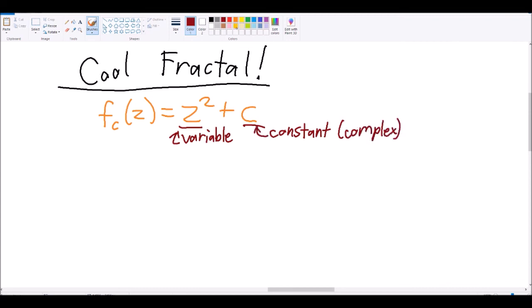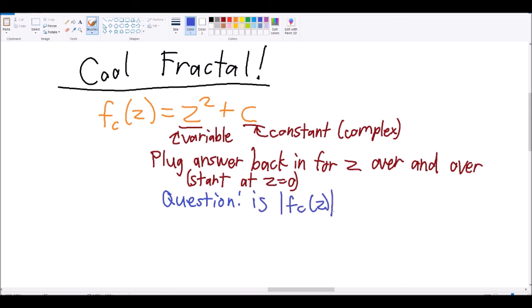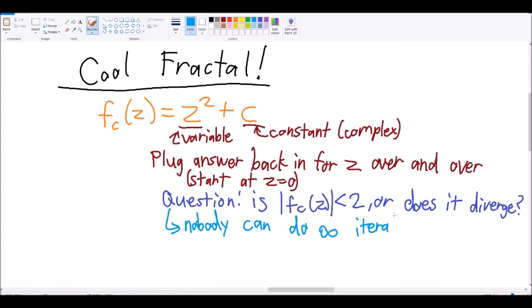This is an iterating function, meaning that when you get an answer, you plug that answer back into the function for z, and then continue that process. We start at z equals 0 because that makes things easier. The big question is, does this function value maintain an absolute value less than 2, or does it diverge to infinity? Now this is where a computer comes in, because nobody can test out infinite iterations, and it's not always clear. So here's what you do.